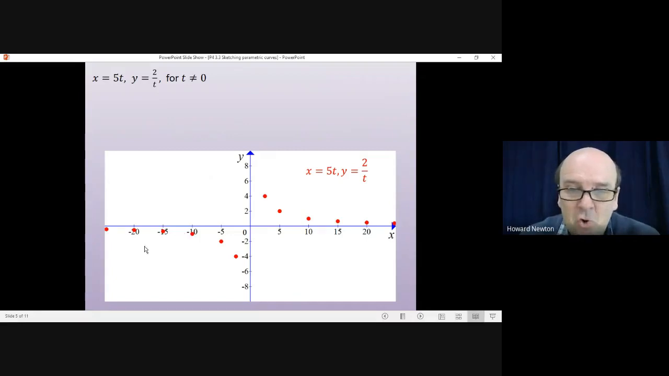And that has a very strong impression of having 2 separate paths to it. And we said t can't equal 0. Now, if t was equal to 0, x would equal 5 times 0, so x would equal 0. That actually means x can't equal 0. So there will be an asymptote here at x equals 0, the y-axis. There are 2 separate parts to the curve, and that is what you should get, something like that, a fairly standard reciprocal curve.